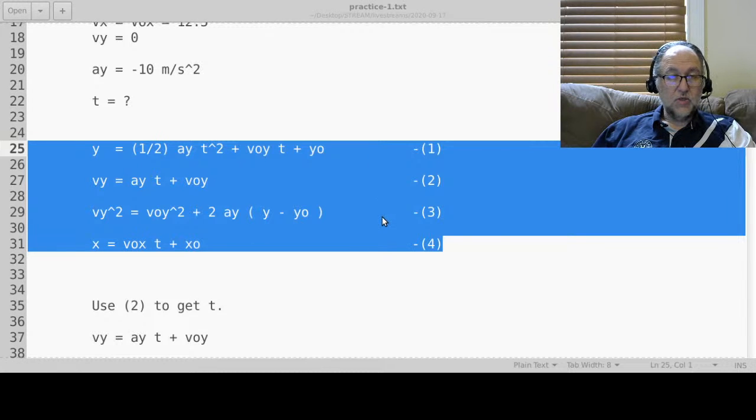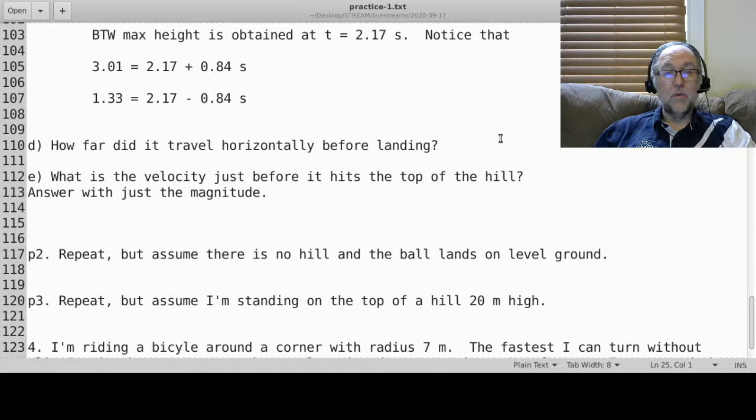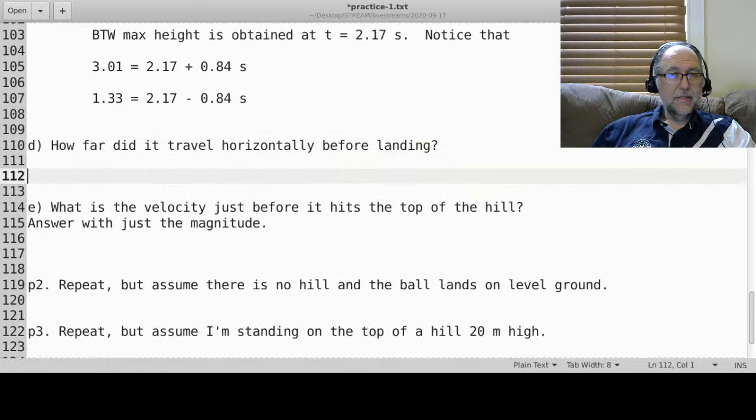There are those four equations that describe 2D motion with constant acceleration. We want to find how far it traveled horizontally, and so that's x, and there's only one equation with x. It's number 4. You have to use number 4, and now you know the time, so you can use it. Like I said, the next two are very easy. The time was a hard one because you required the quadratic, and not only that, you needed to interpret the quadratic. Okay, so how far did it travel horizontally?